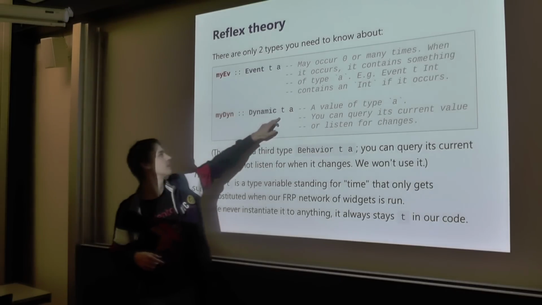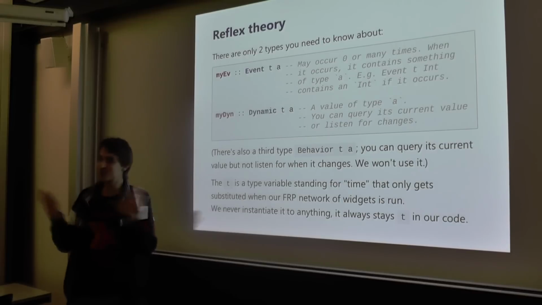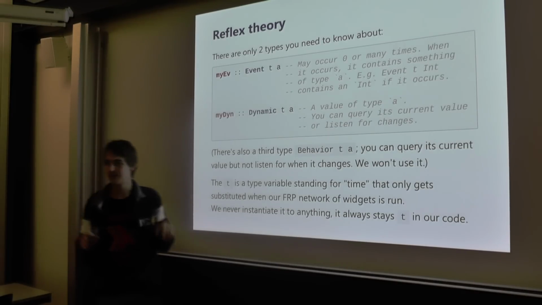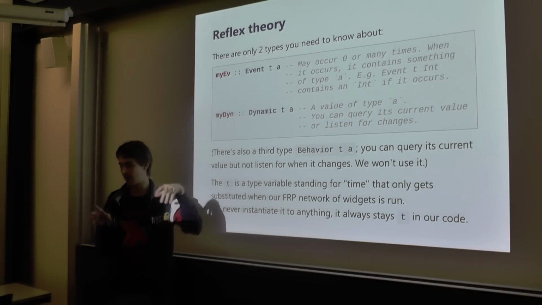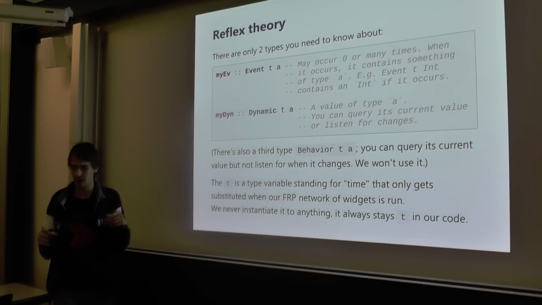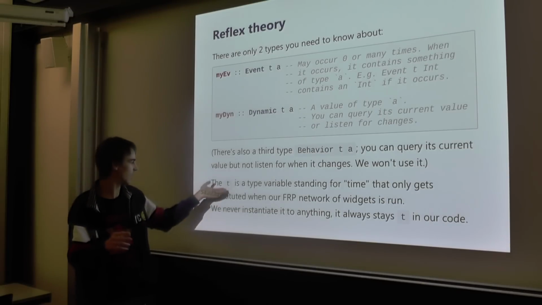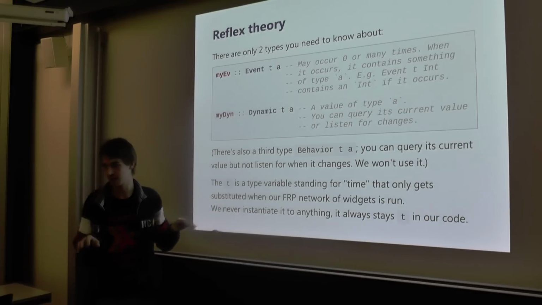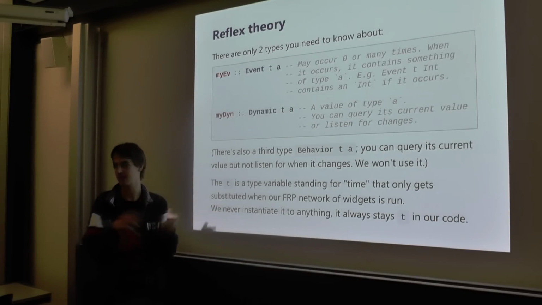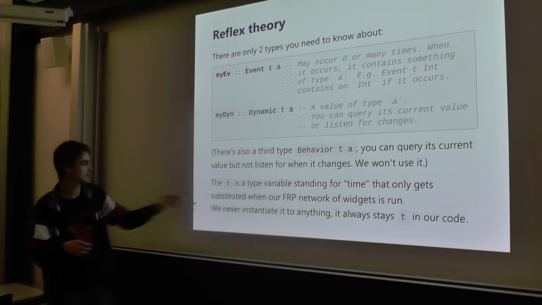And then we have in here this T. And this T we will just ignore. We will not do anything with this T. This T is only relevant for the implementation of the FRP network that you're constructing there. And for us, this is always T, so we just leave it free. In the same way as you have in the ST monad, you have this S that you never touch and you can't do anything with it. Same thing here.